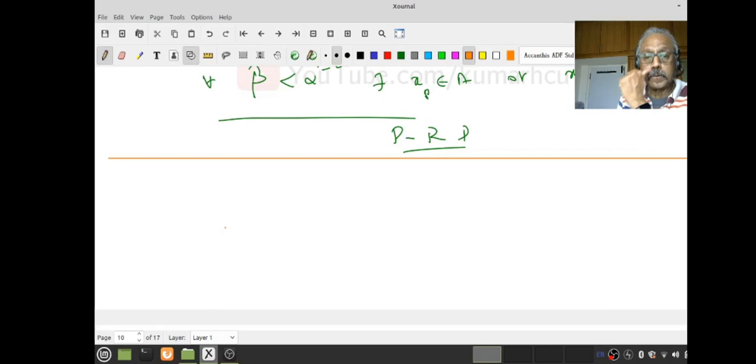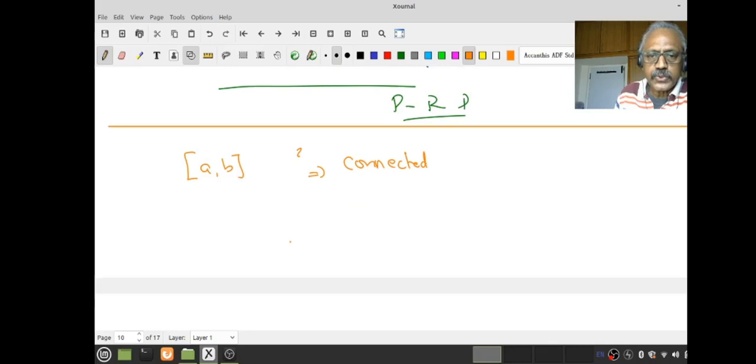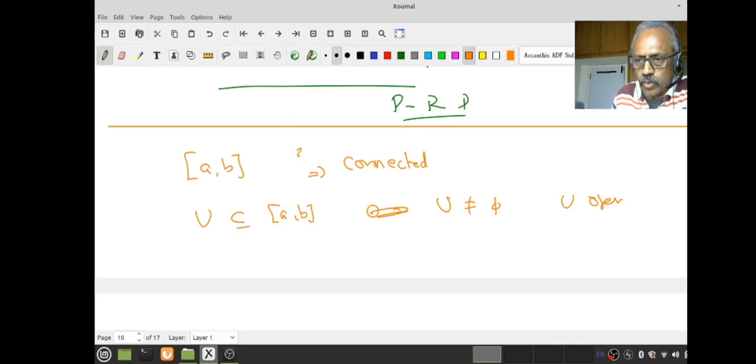Now let's go to the proof. Suppose I have [a, b], and I want to say it's connected. So to show it's connected, what do I have to do? Suppose you give me a set U, which is a subset of [a, b], and assume U is not empty and U is both open and closed. Remember, in a connected space the only sets which are both open and closed are the empty set and the full space. Now if U is both open and closed and non-empty, then it should be all of [a, b], right? So this is what we want to prove.